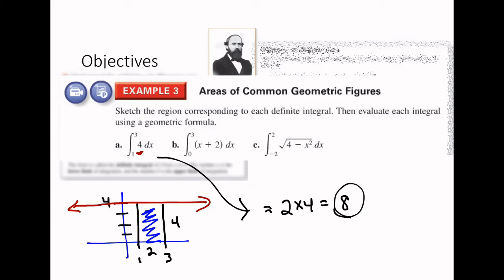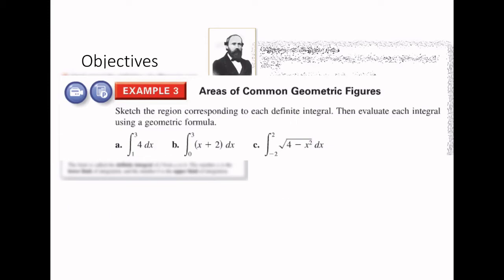Okay, let's try another one. Now we want to find the integral from 0 to 3 of x plus 2 dx. So we just want to understand this as an area. This is the line that has a slope of 1 and a y-intercept of 2. So I'm going to do my y-intercept first, and then since my slope is an understood 1, I'm going to go up 1 over 1, up 1 over 1, and I'm going to do that as many times as I need to.